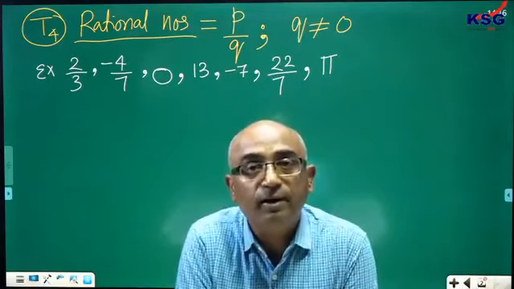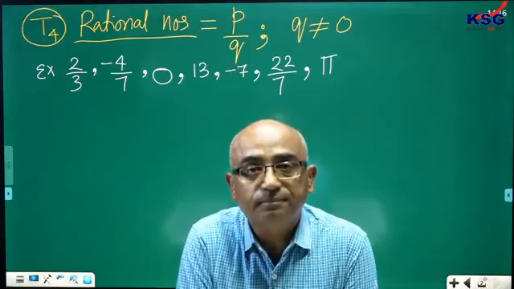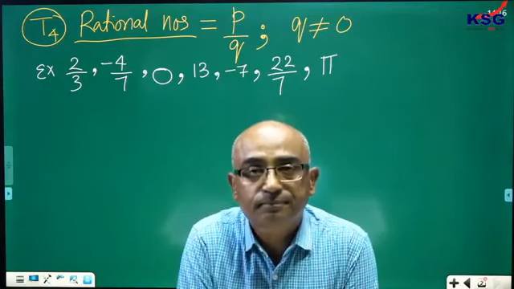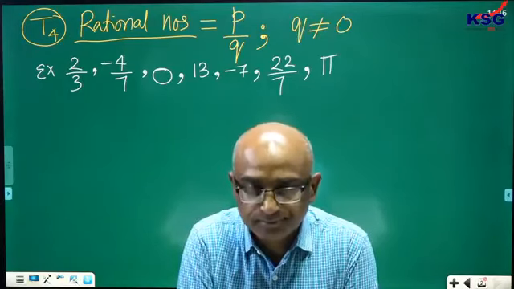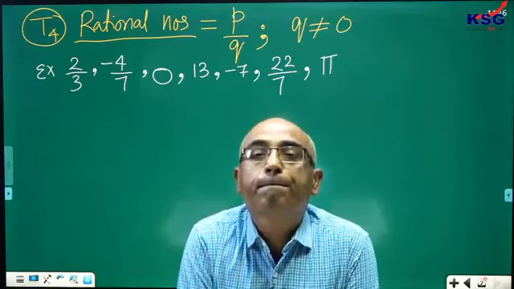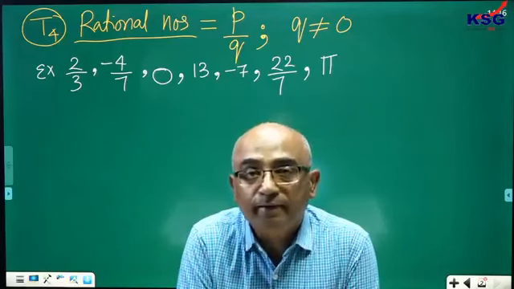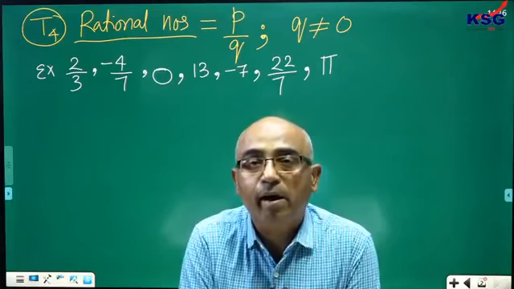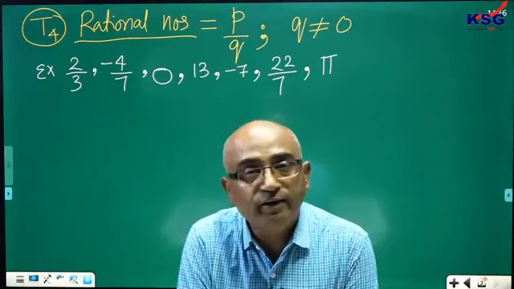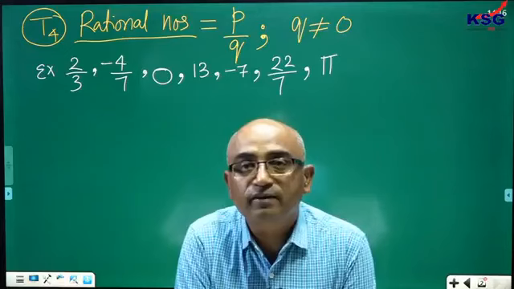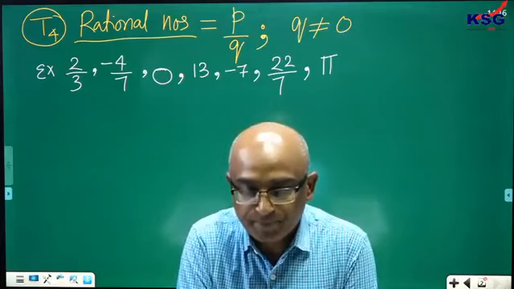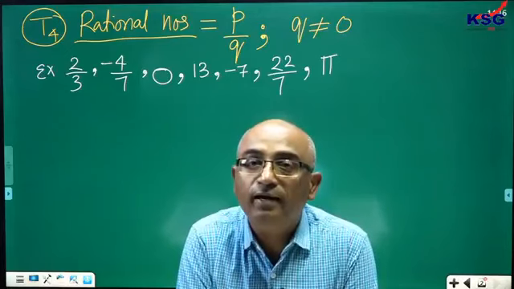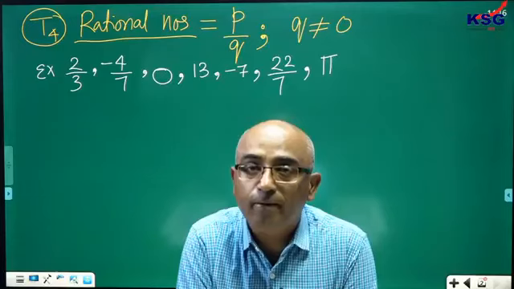Is pi a rational number? 22 by 7 is rational because it is in the form of p by q. My question for you, students, is: is pi a rational number?